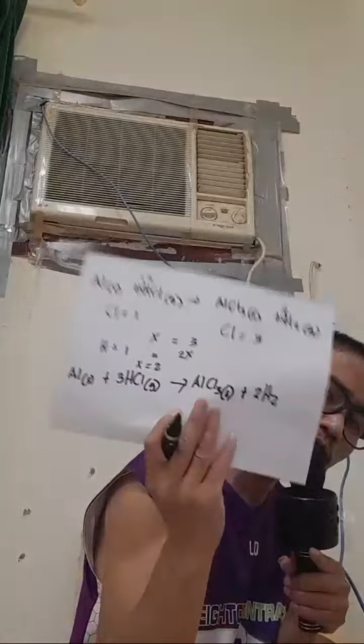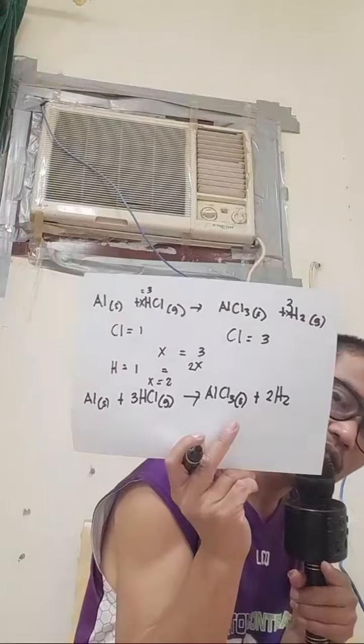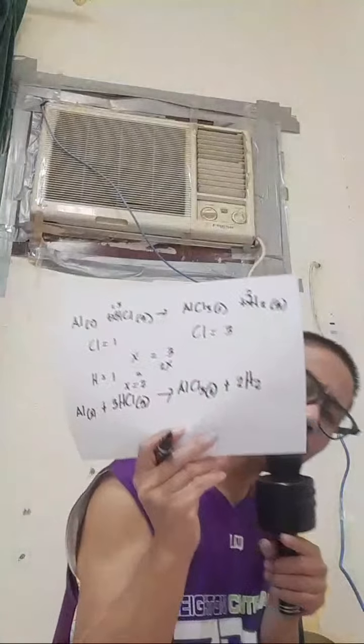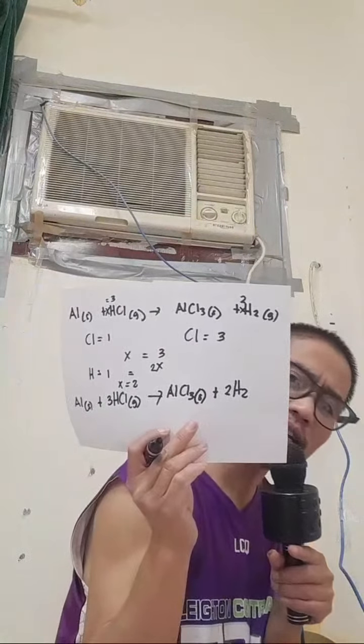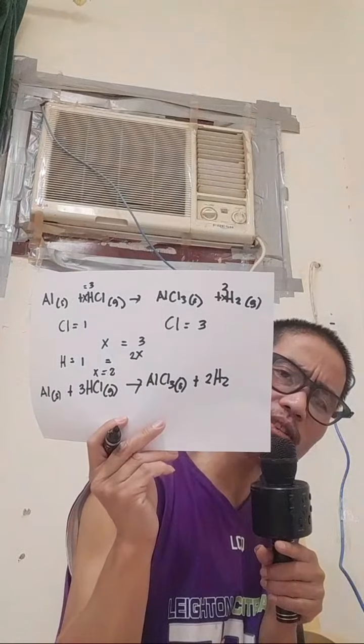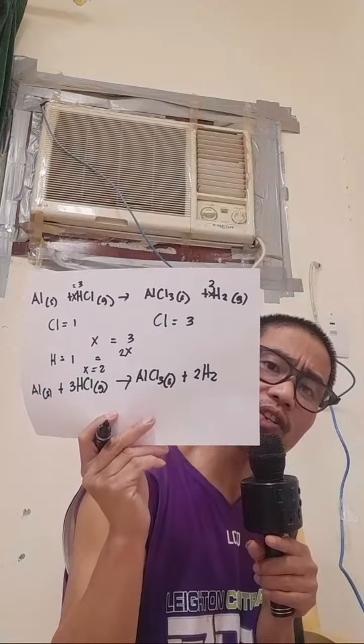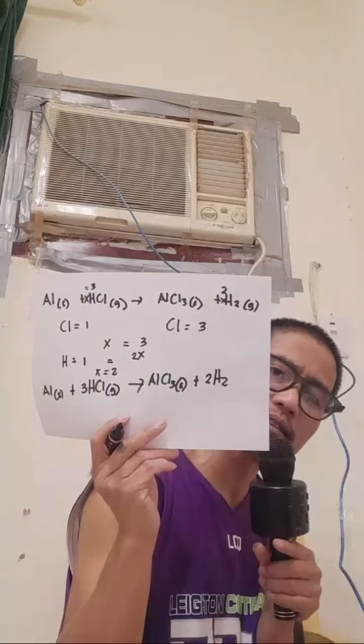So let's check. Aluminum, how many atoms in the left? I don't have to write this, I just have to state it. 1. In the right also 1. Perfect balance. So chlorine, 3 moles of chlorine in the left and 3 also in the right. Atoms, 3 times 1, 3. In the reactant, the atoms is 3 also because there's no subscript of chlorine.